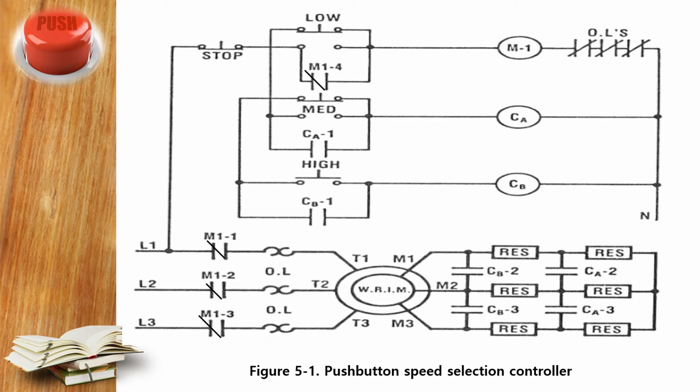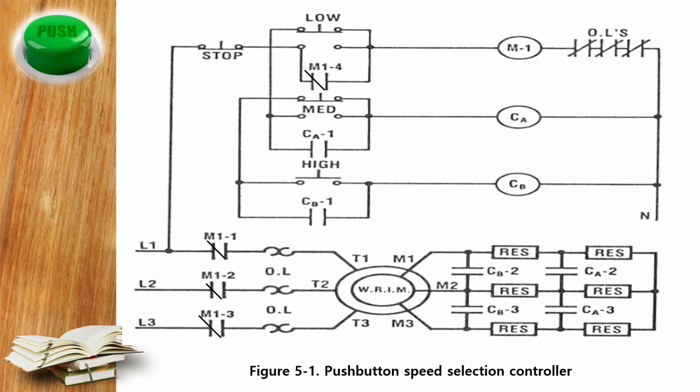Let's move step by step and say that we are pressing the low speed push button. What will happen? The normally open contact in the control circuit from the M contactor will close for holding, and the 3 normally open contacts in the power circuit will close to connect the stator circuit of the motor to the power supply.